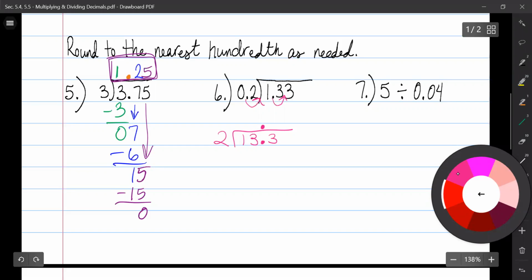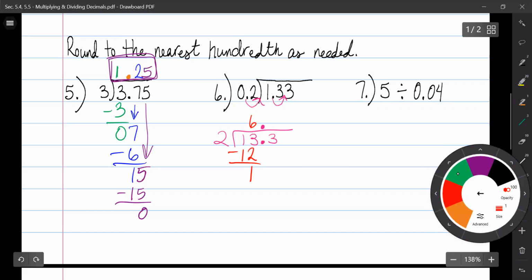And then 2 goes into 13 6 times. 6 times 2 is 12. 13 minus 12 is 1. Bring down the 3.